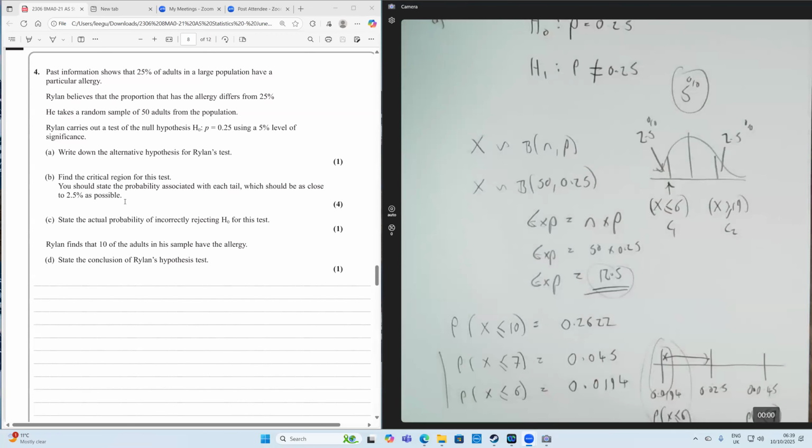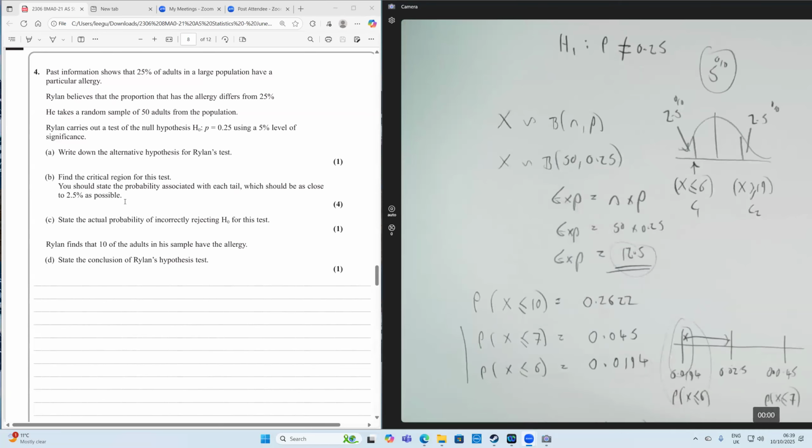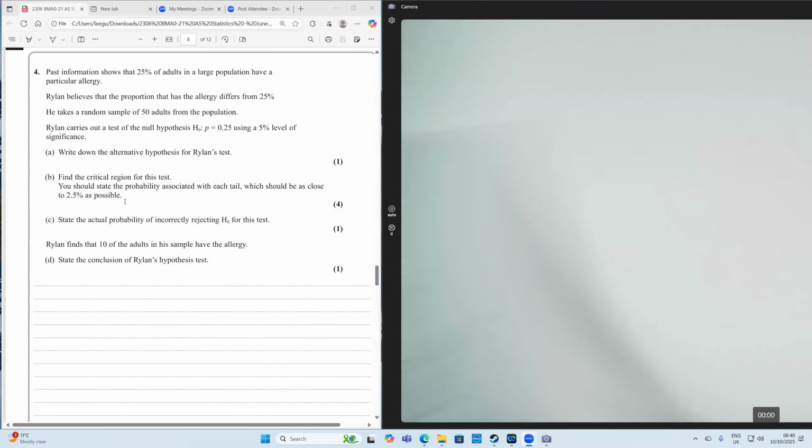And that is part B done for 4 marks. I think it's good to have a look at this exam question in order to be able to identify that. Now, again, this is another really useful thing they're saying in part C.